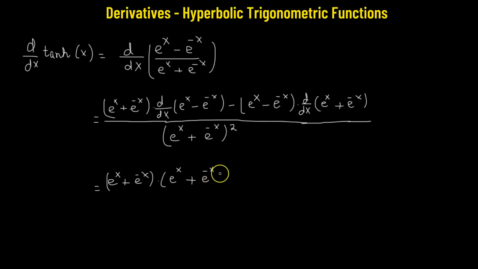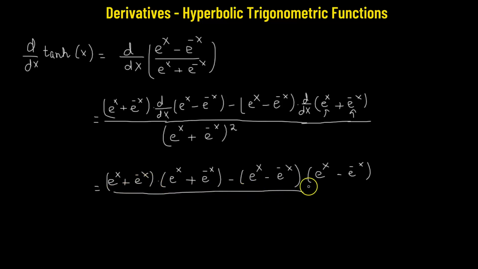So here we have used the chain rule, minus e raised to the power of x minus e raised to the power of negative x multiplied to e raised to the power of x, which is the derivative of this exponential function, and derivative of e raised to the power of negative x will be minus e raised to the power of negative x whole divided by e raised to the power of x plus e raised to the power of negative x whole squared.